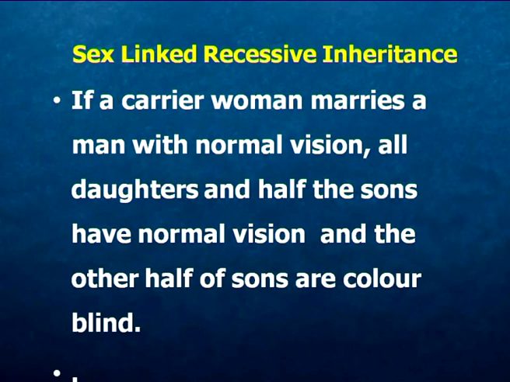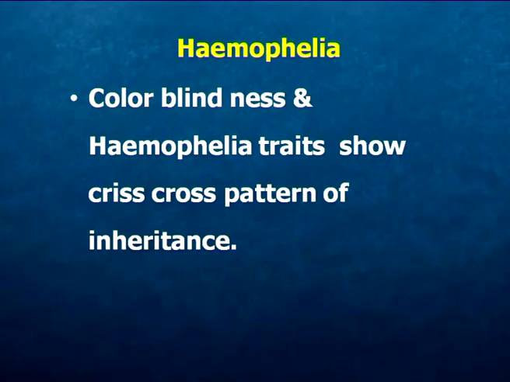If a carrier woman marries a man with normal vision, what would be the phenotypes of their would-be children? Now here, all daughters and half the sons have normal vision, and the other half of the sons are colorblind.